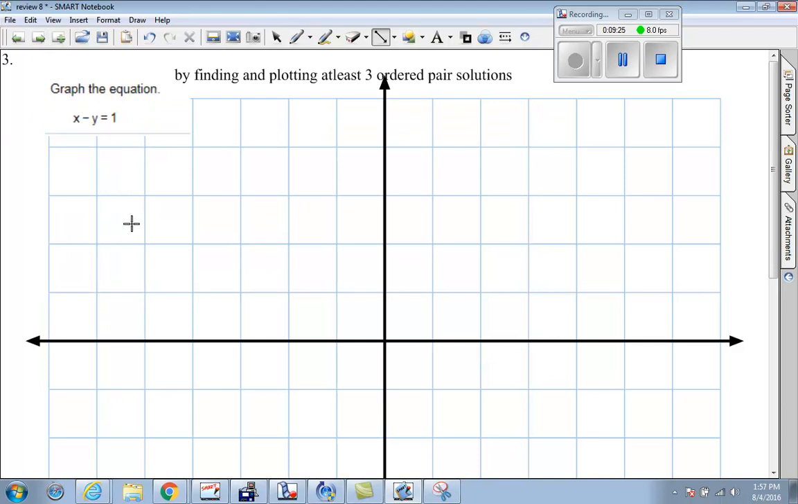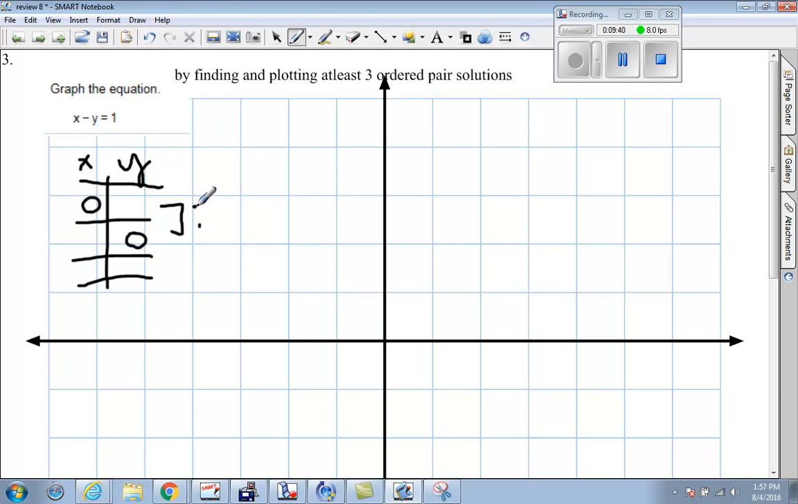Graph this linear equation. Now this one should be a little bit easier for us. Let's, I call it the T-table, XY table. Let's go ahead and find some nice little values there. Again, I'm going to do what I always do. I'm sort of going to target the intercepts because those are just usually helpful.